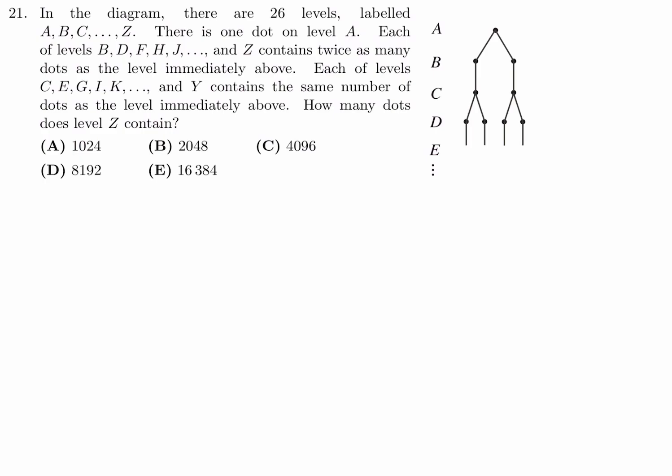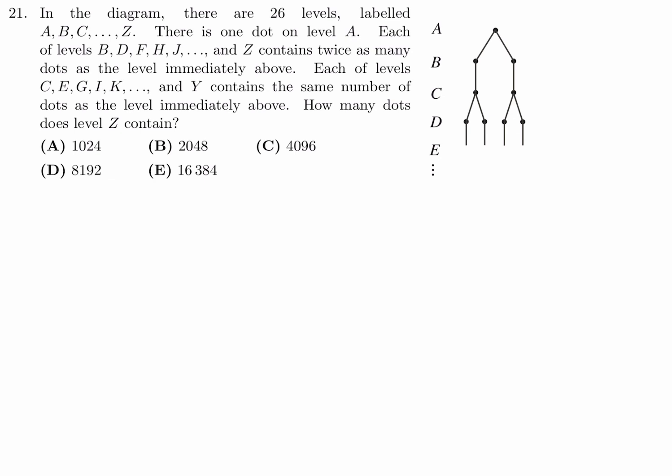In the diagram, there are 26 levels labeled A, B, C to Z. There is one dot on level A. Each of the levels B, D, F, H, J, and Z contain twice as many dots as the level immediately above. Each of the levels C, E, G, I, K, and Y contain the same number of dots as the level immediately above. How many dots does level Z contain?